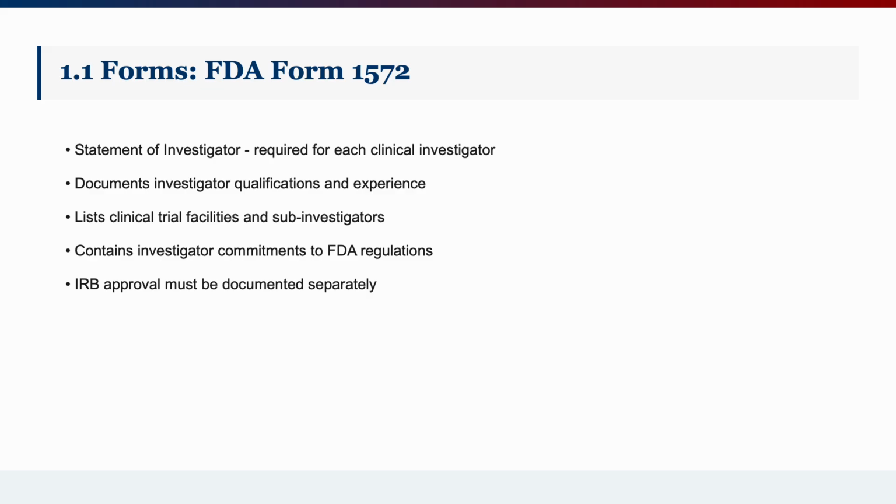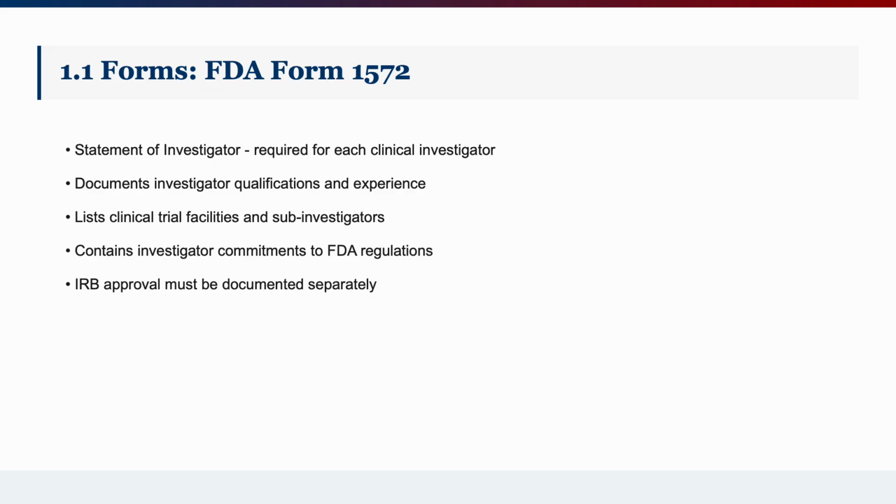The 1572 also lists the facilities where the clinical work will be conducted and identifies any sub-investigators who will be assisting with the study. This is important for FDA inspections, as they need to know exactly where the work is being done and by whom.